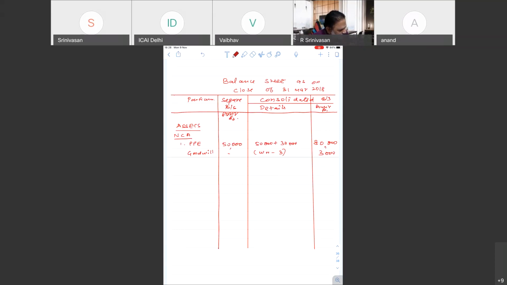Then investment in non-current investments. Non-current investment. Investment in Q Limited. How much is the investment in Q Limited? 21,000. This we will not show here. Right. Next is the current assets. So current assets they are given here.